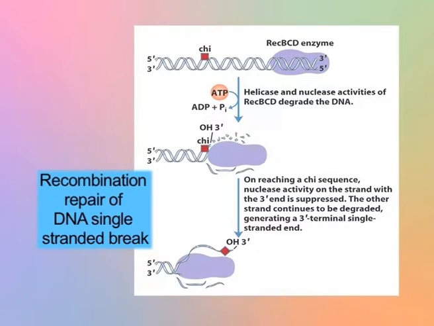When it encounters such a chi sequence, we can find 5 to 10 of these chi sequences within 100 base pairs in the case of E. coli. When they encounter such a chi sequence, they stop their cleavage. But the faster way, it will cleave the 5' end for the production of a 3' hydroxyl overhang.